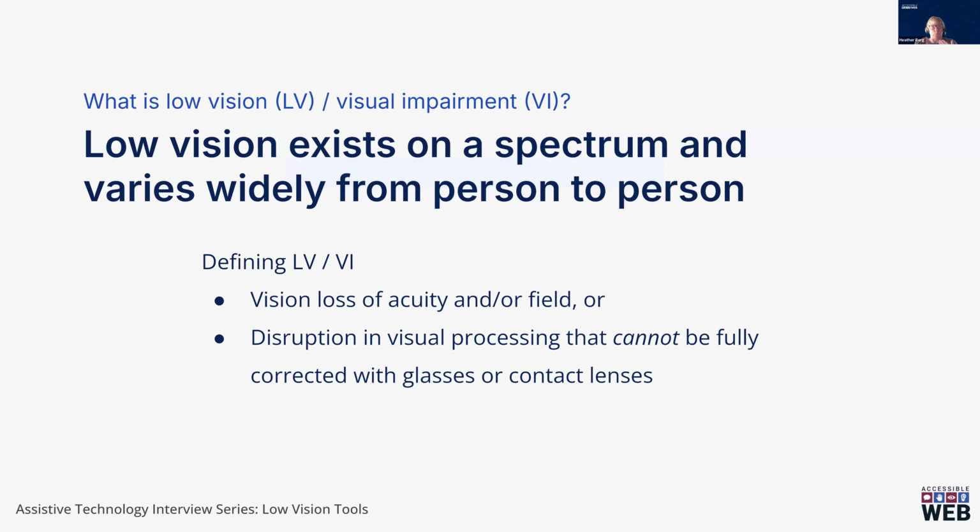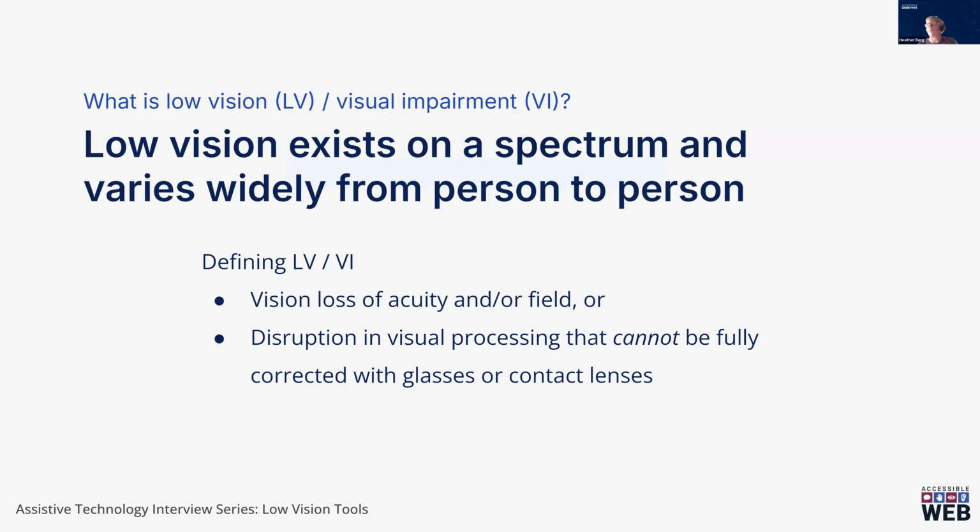So this means that even if we do use some correction with contacts or lenses, we're still not corrected to what would be considered typical vision, 20/20 acuity, and 170 degrees for horizontal visual field and 135 degrees for vertical visual field. It's important to understand, with all that said, that low vision exists on a spectrum, and the experience of individuals with low vision will vary widely from one person to the next.